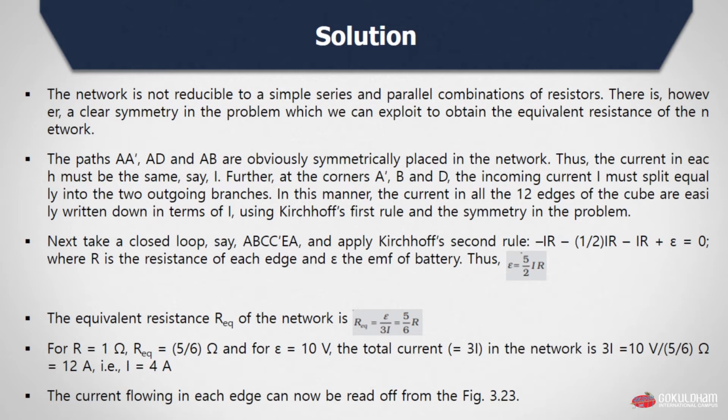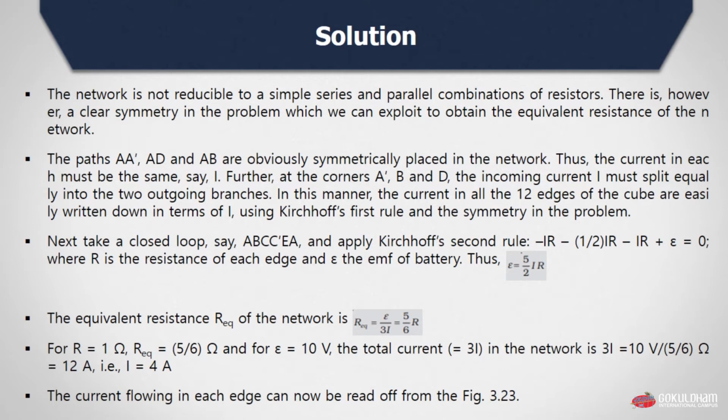Next, take a closed loop, say ABCC'EA, and apply Kirchhoff's second rule, which was the loop rule, as minus IR minus 1/2 IR minus IR plus epsilon equals 0, where R is the resistance of each edge and epsilon is the EMF of the battery. Thus we have EMF epsilon equals 5/2 IR, and the equivalent resistance Req of the network is Req equals epsilon divided by 3I, which equals 5/6 R.